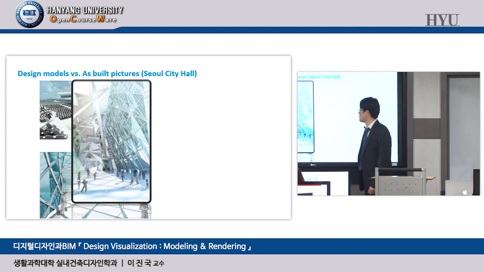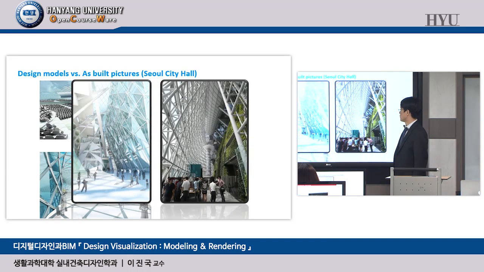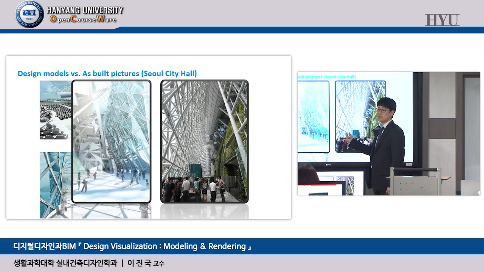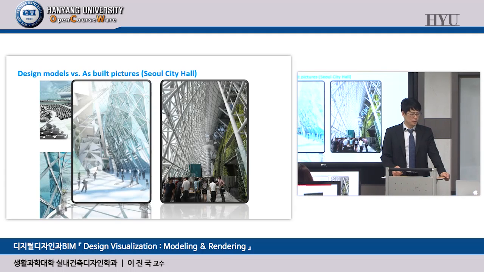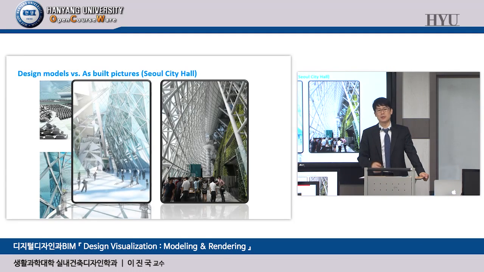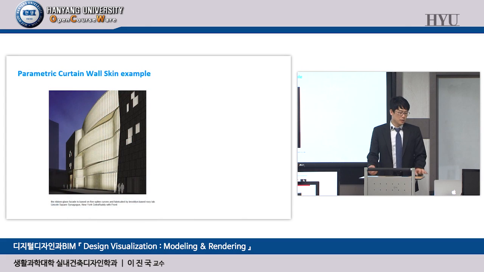Even some advanced developed design models show something different against this final model, okay? So why does this happen? Why do the design model and construction model, as well as the real picture, look different?